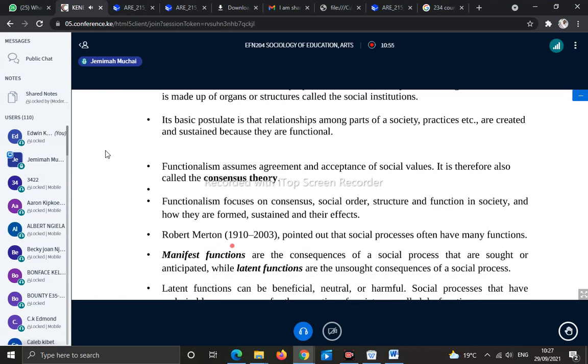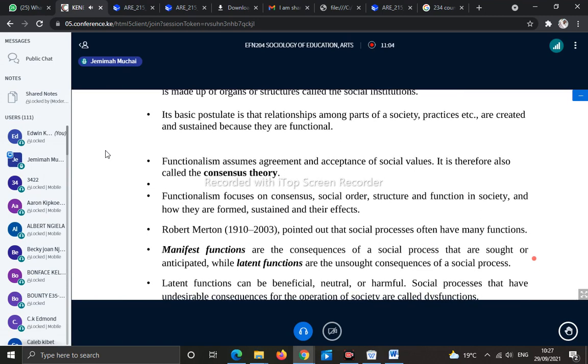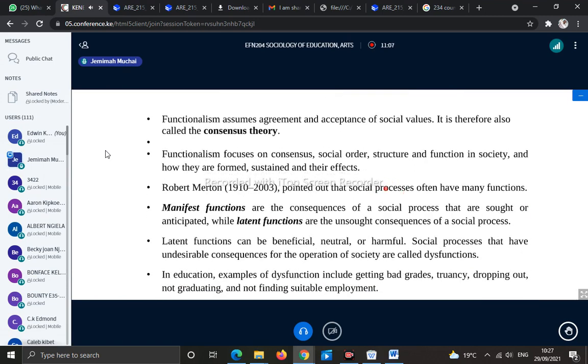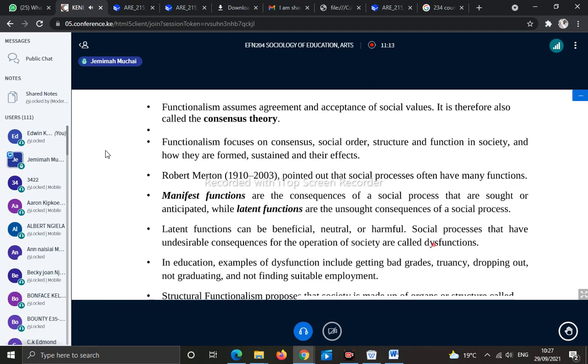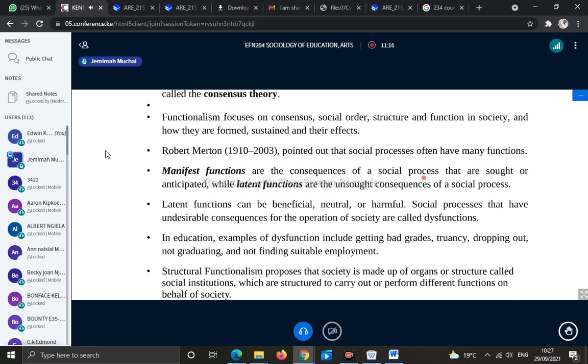Robert Merton, 1910 to 2003, pointed out that social processes, sorry, social institutions often have many functions. Manifest functions are the consequences of a social process that are sought or anticipated, while latent functions are the unsought consequences of a social process. So manifest.